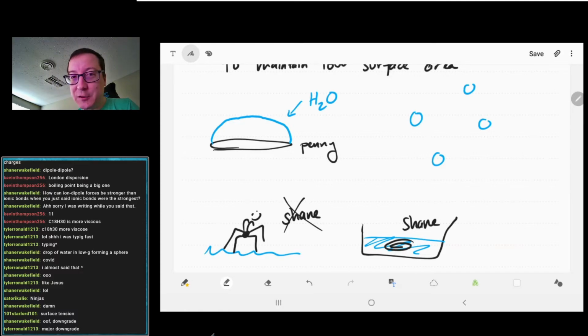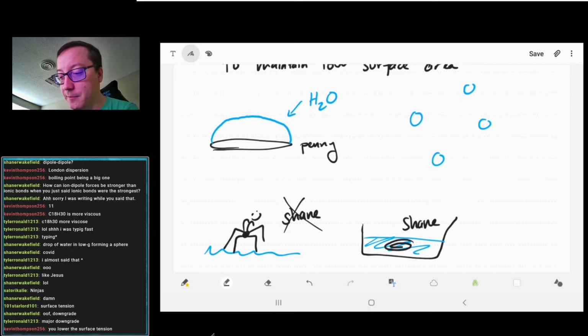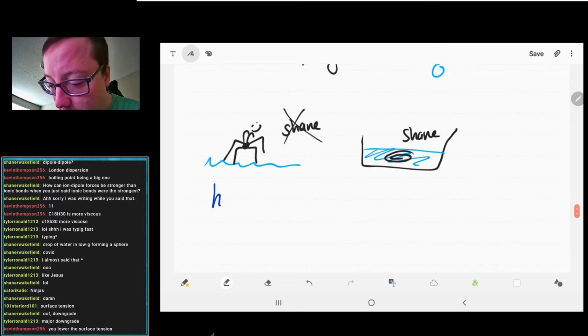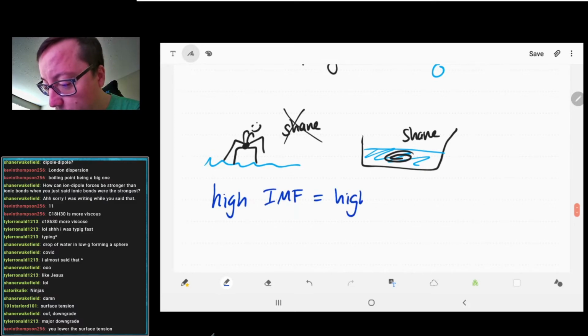Fun fact, if you put soap in this water, that will interrupt the intermolecular forces, which would cause the paperclip to sink. Black pepper will also float on water. Pretty cool thing to do there. And if you put soap into black pepper floating on water, it will push all the black pepper away because of this idea. So things with high intermolecular forces would have high surface tension.